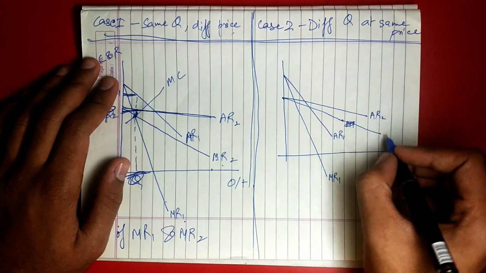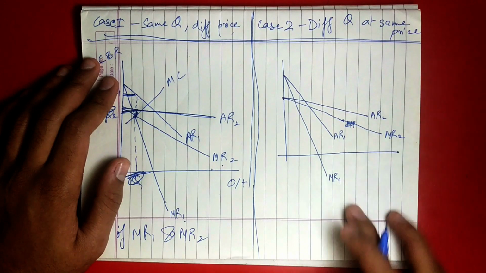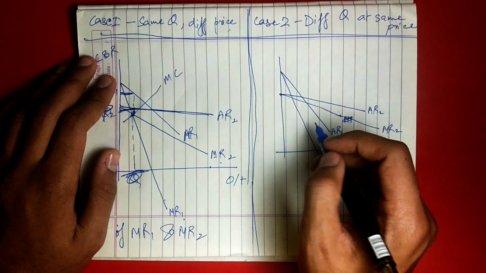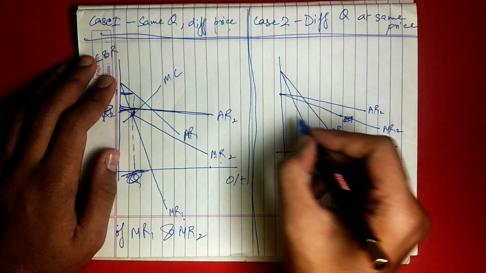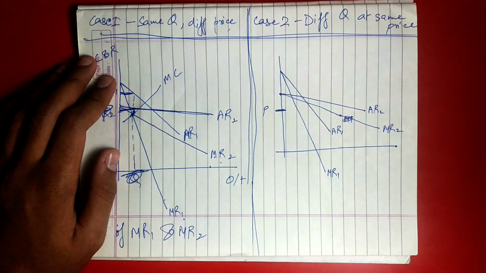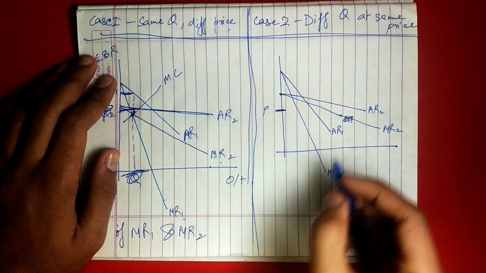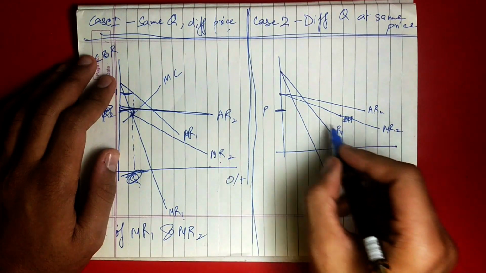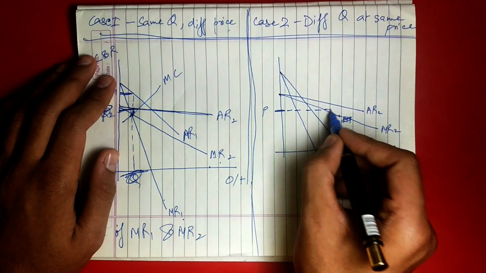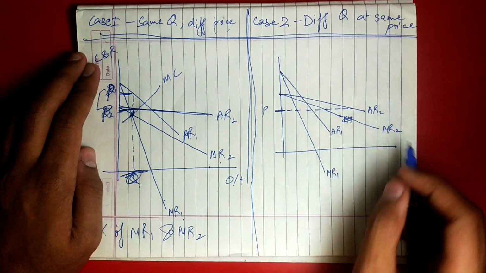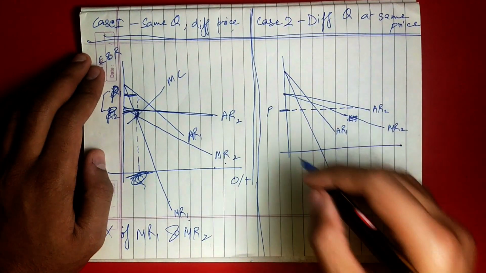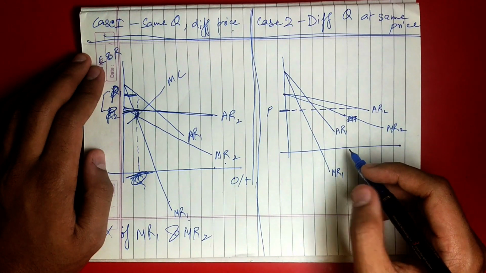Since it's the same price, you should mark the price first, like I have marked it here. So you can extend this line. You can mark the quantity also, but we'll mark it later.